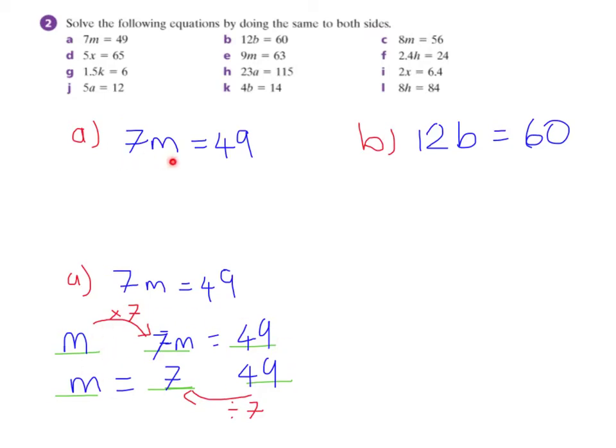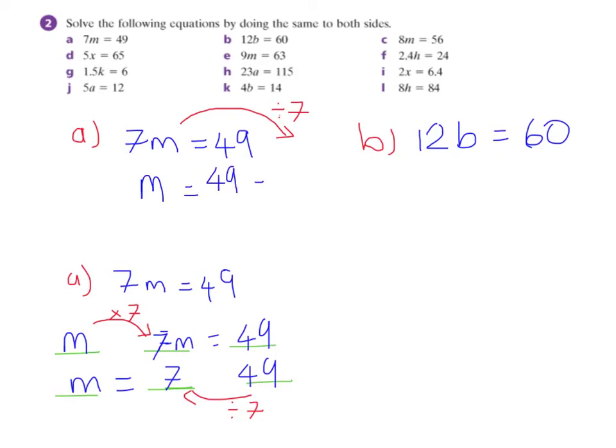So 7m means 7 times m. When I take it over to this side, it becomes a divide by 7, because I know that this is a times 7. So 7 divided by 7 is 1, so I end up with my m on this side. Then I do my 49.